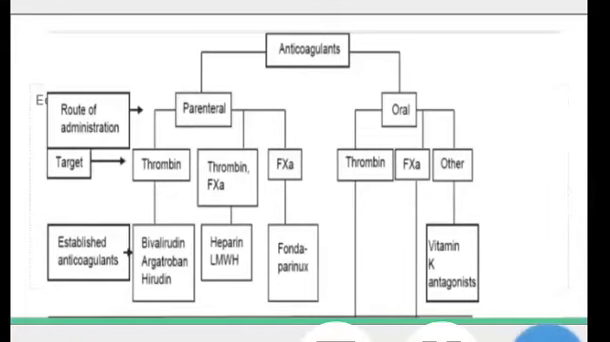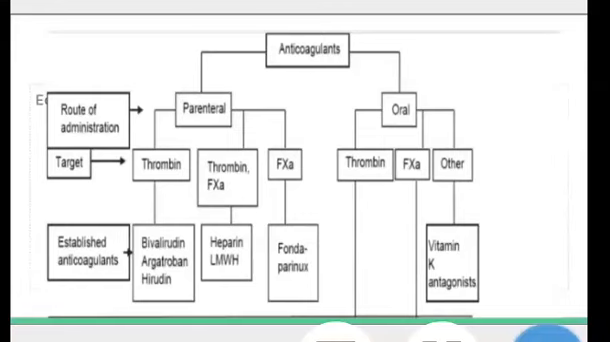In the parenteral drugs, there are classes including direct thrombin inhibitors, in which we see unfractionated heparin, low molecular weight heparin, fondaparinux, and direct thrombin inhibitors. These four categories are involved, and the drugs under these categories are administered by the parenteral route.